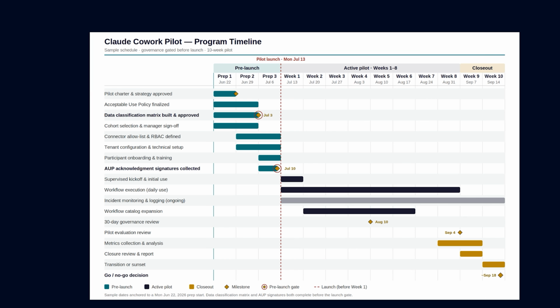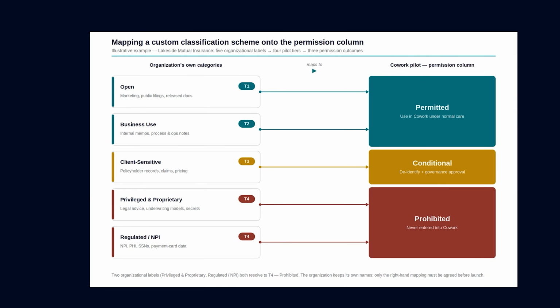One operational note about the matrix: the categories above are illustrative, not normative. Organizations using a different classification scheme should map their own categories onto the permission column, not rename the categories in the template to match their scheme. The work of the mapping is what makes the governance posture defensible at the executive review. The template is a starting frame, not a finished document.